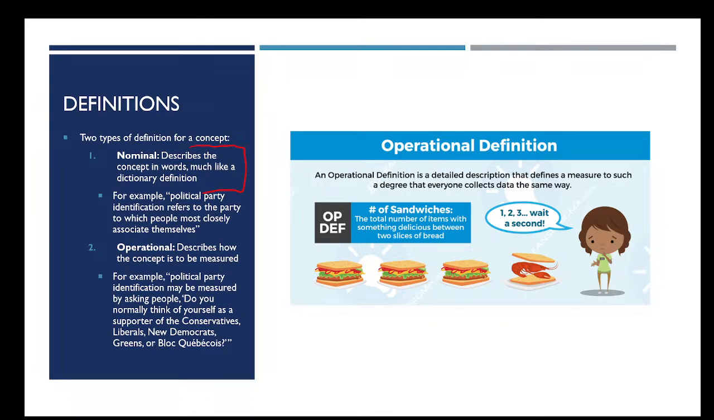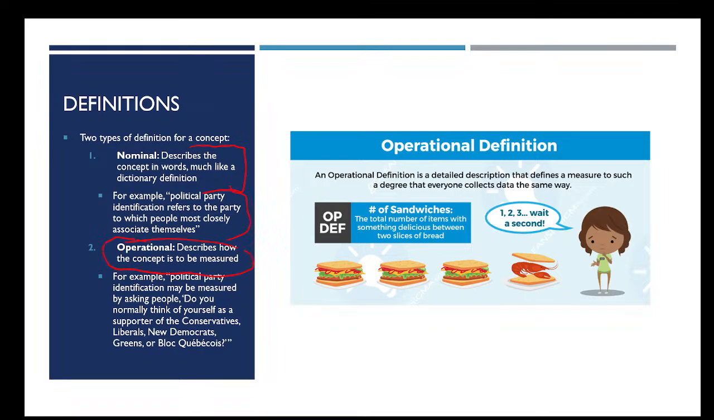Yeah, so basically your nominal definition is just like your dictionary definition. So if you want to talk, say, in terms of nominal definition about religiosity, it is how religious a person conceives themselves to be, or whatever metric you want. And there's this one: political party identification is the party to which people most closely associate themselves with. So it's a very straightforward definition. I know I'm going to harp on this too much, but I want you all to get it right.